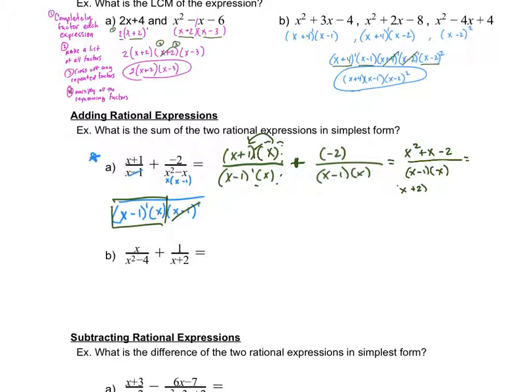x plus 2, x minus 1 over, because I'm factoring it here, x minus 1 and x, and then of course we should be able to simplify: x minus 1 divided by x minus 1 is 1, and therefore I have x plus 2 divided by x. So there we go. We have the sum of that rational expression, and that is it.